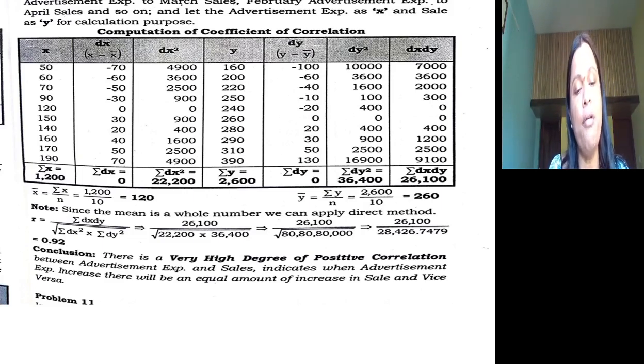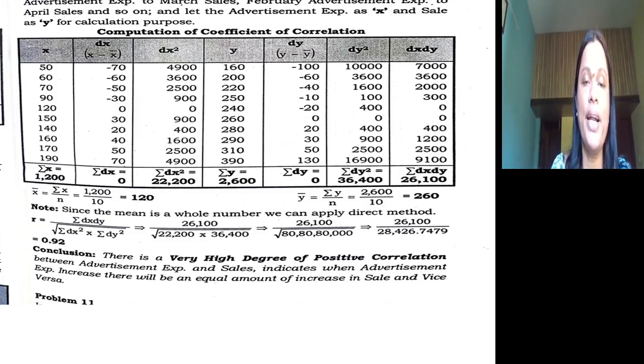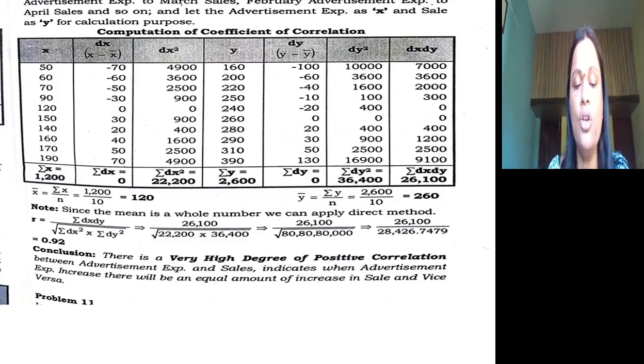So then sum of X is 1200 divided by 10, not 12, because only 10 months of advertisement expenses we can take. November, December we cannot take. 120. Again sum of Y 2600, divided by 10, 260. We can apply the actual mean method. So sum of dx dy 26,100 divided by the square root of sum of dx square into sum of dy square. So we arrived at the answer as 0.92.